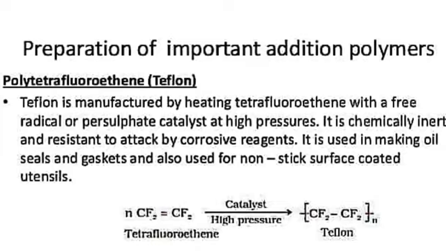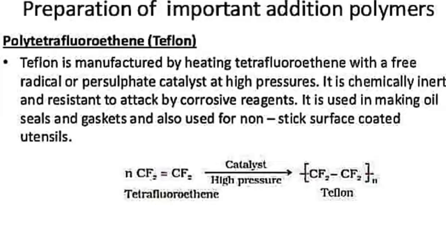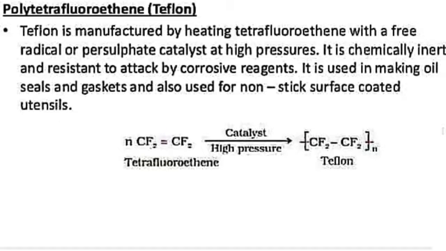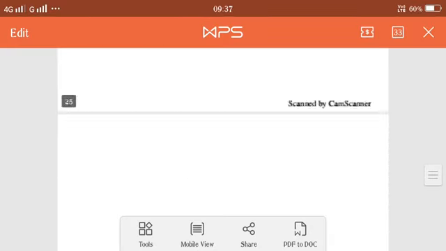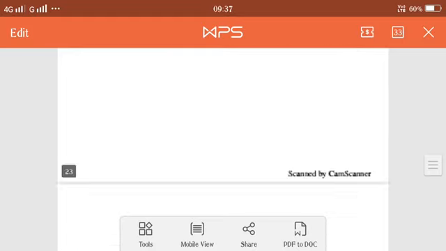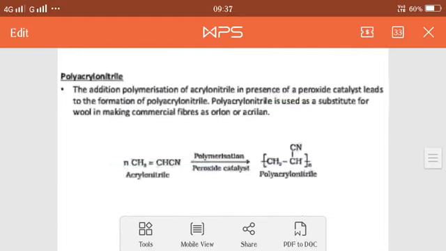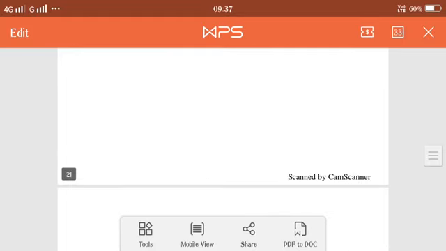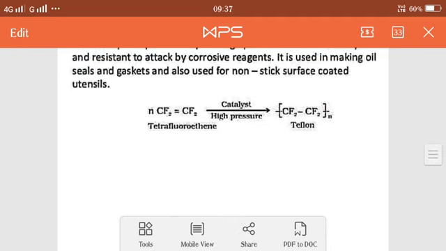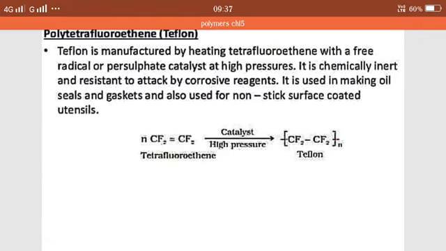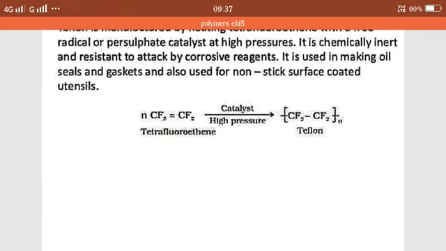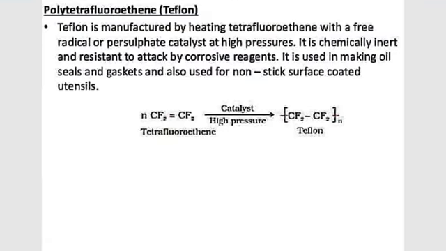Now an example under addition polymers we can discuss is polytetrafluoroethene, or Teflon. Teflon is formed from tetrafluoroethene. When you polymerize it, you get polytetrafluoroethene, and it is used to make non-stick coats on utensils. CF2 double bond CF2 gives (CF2-CF2) n times, Teflon.